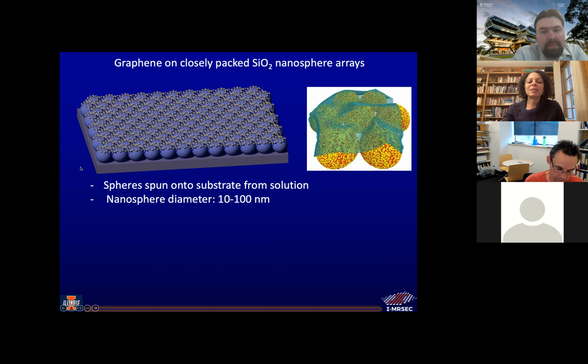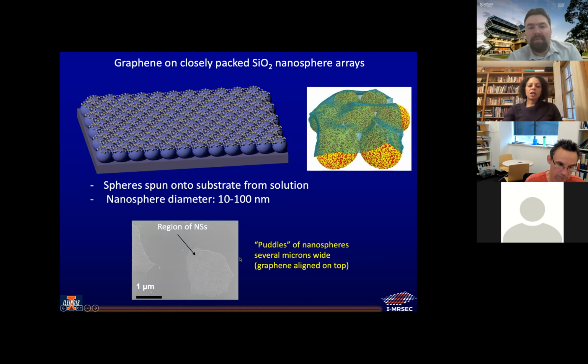Because we spin these nanospheres from solution, we can get these close packed arrays. And so we spin these on, we get these puddles, and this is a little hard to see, but you can kind of see the crystallization in here. There's a several micron wide puddle of nanospheres, and we find these regions on our substrate and then align the graphene on top. Okay, so we get these quasi-crystalline regions of close hexagonal packed nanospheres that allow the graphene to pin on and strain, but now relatively uniformly across the device.